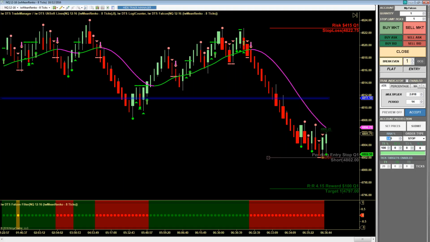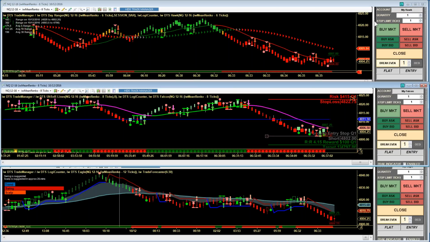What the trade manager does, however, is it caps my risk. See, right now I've got my risk set at 2% of my trading capital. That means that no matter where I place my stop loss, my risk amount remains the same. Let me demonstrate here on the Hawk.